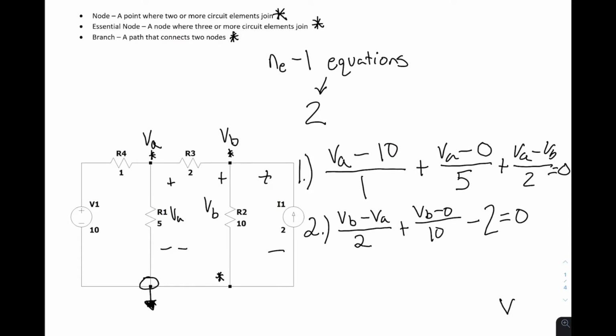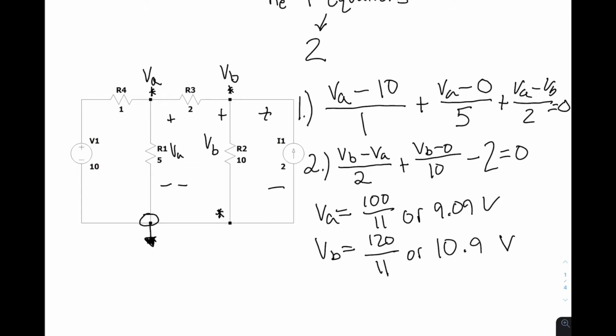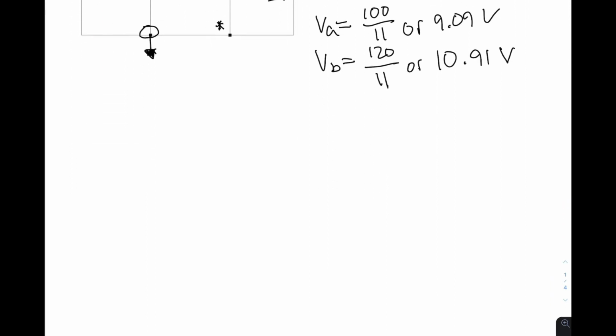Now that we have our two equations, we can solve for VA and VB, and you'll find that VA is going to equal 100 over 11, or 9.09 volts. And VB is going to equal 120 over 11, or 10.91 volts. You can solve these by hand or plug them into your calculator as solving a system of equations. Let's take a look at another example.